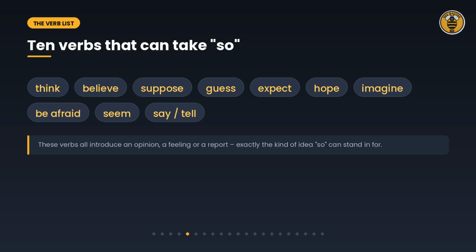Here is the family of verbs you need. Think, believe, suppose, guess, expect, hope, imagine, be afraid, say or tell, as in the famous phrase, I told you so. Notice what they have in common. Every one of them introduces an opinion, a feeling, or a report. That is exactly the kind of idea that the word so can replace. Verbs of pure fact, like know, do not work this way, and we will come back to that.